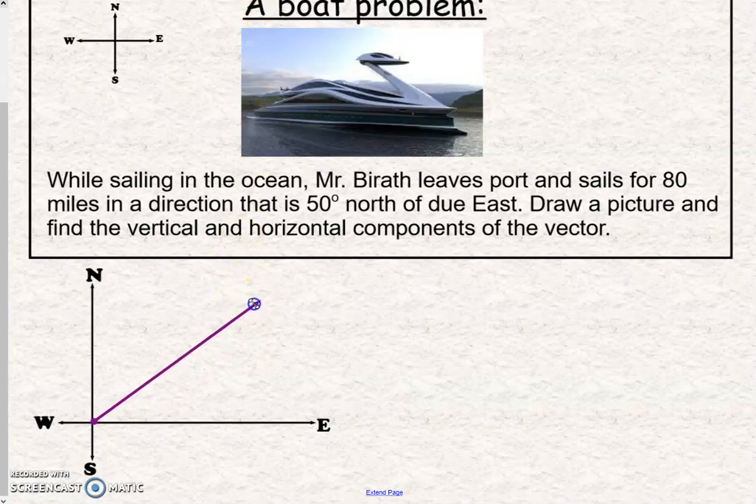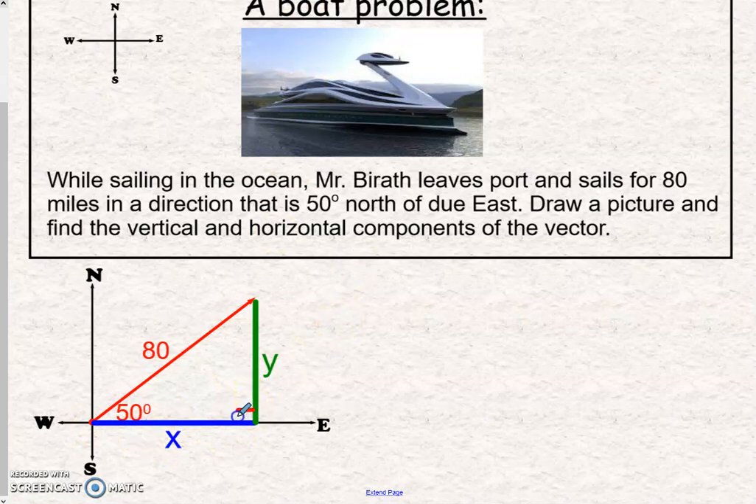So if we were going to draw a picture and label it the way I asked you to, we would end up with this picture here. The vector length is 80. The angle right here is 50 degrees. And then I asked you to go a little further and find the vertical and horizontal components. The vertical component of this vector would be this, and I'm going to call it y because it matches the y movements up and down. And the horizontal component would be here, and that's x, because it matches the x movements, the side to side.